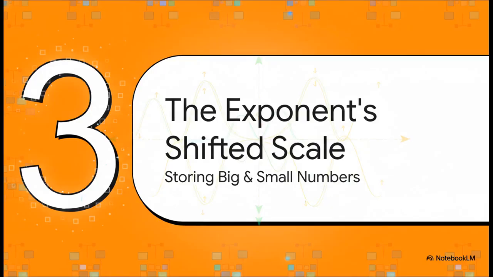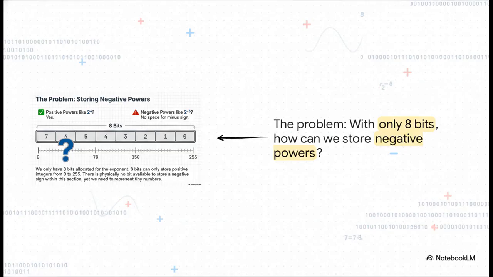Let's look at the next ingredient, the exponent. This 8-bit section is what gives a number its scale, making it either absolutely huge or incredibly tiny. But this creates a really clever engineering puzzle. See, the exponent has to be able to handle massive numbers, like 2 to the power of 50, and also tiny little fractions, like 2 to the power of negative 30. The problem? These 8 bits can only store positive whole numbers from 0 to 255. There's literally no room for a minus sign. So what do you do?